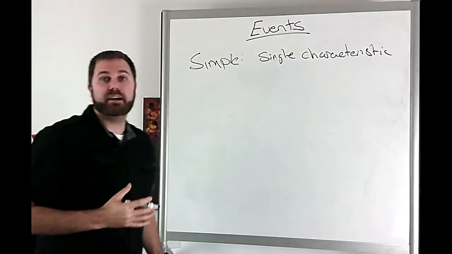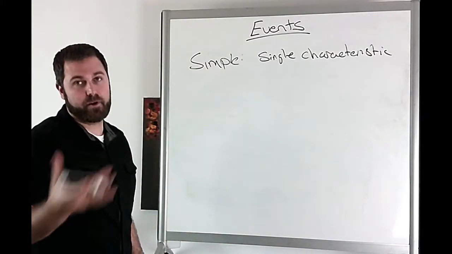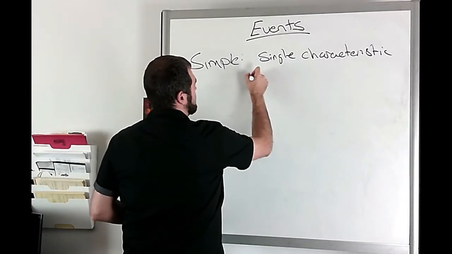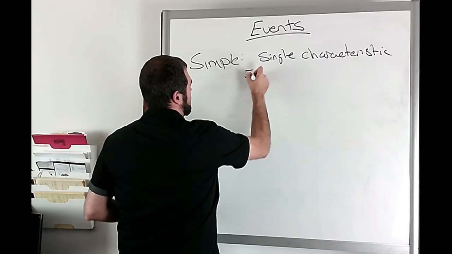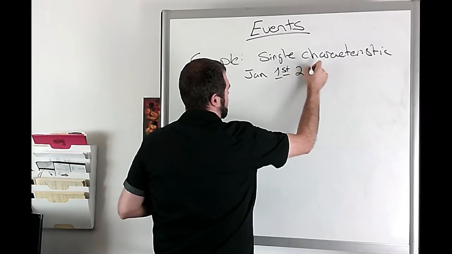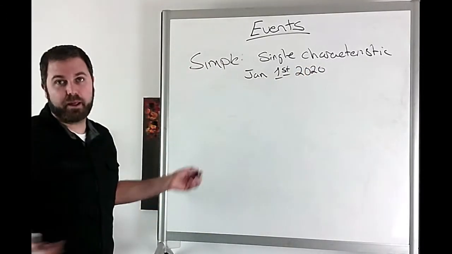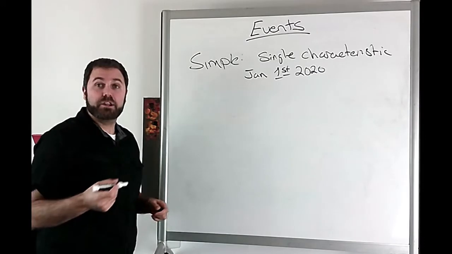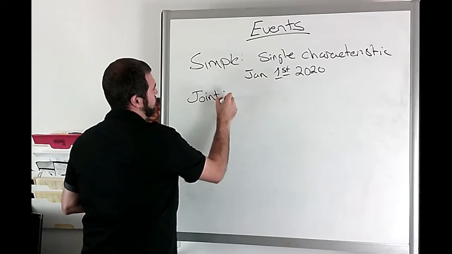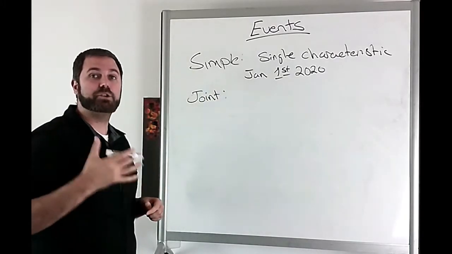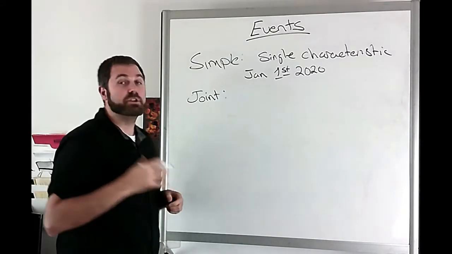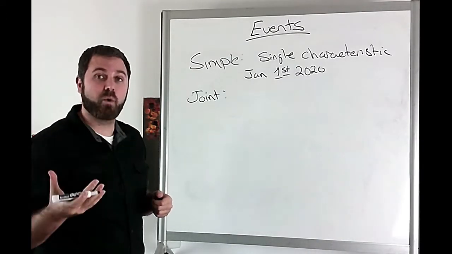So this could be seen as a day in January of 2020. So January 1st, 2020. Then you have a joint event. Now, a joint event is characterized by two or more. So a joint event is described by two or more characteristics.